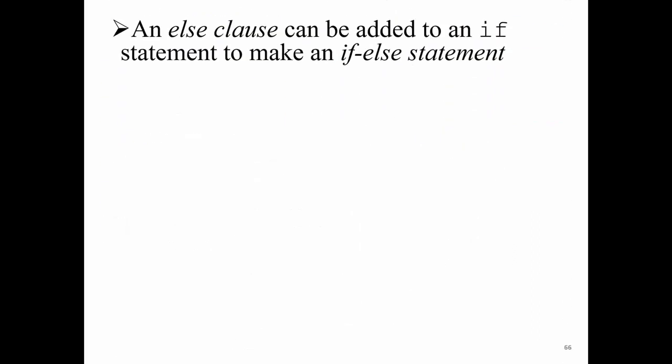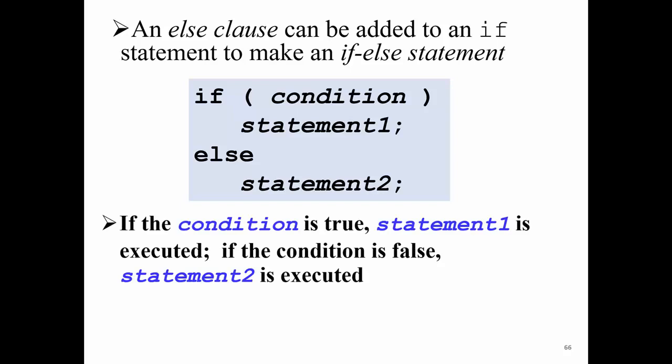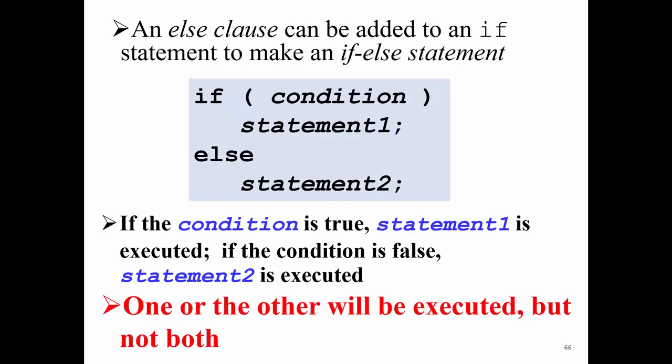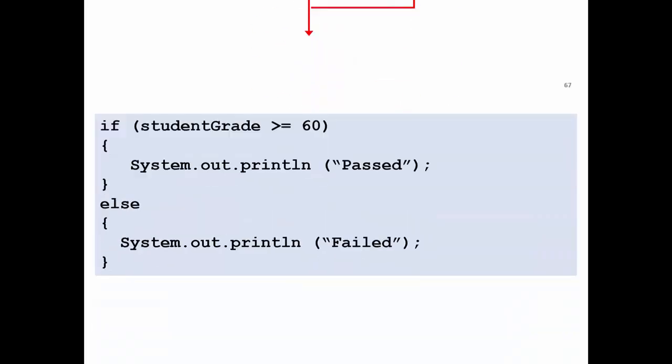An else clause can be added to an if statement, and that creates an if else statement. You can see here, if the condition is true, we run statement 1. If the condition is false, we run statement 2 and then exit. So one of these statements will be executed, not both, based on the condition. If the condition evaluates to true, I run statement 1. If it evaluates to false, I run statement 2, then exit from the execution.